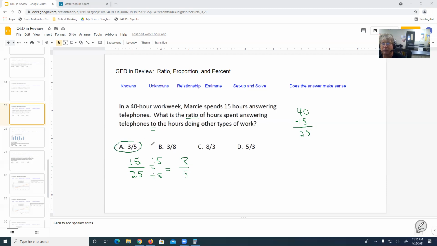So that's what has to happen on this GED. So notice how ratios, proportions, and percents kind of all go together.